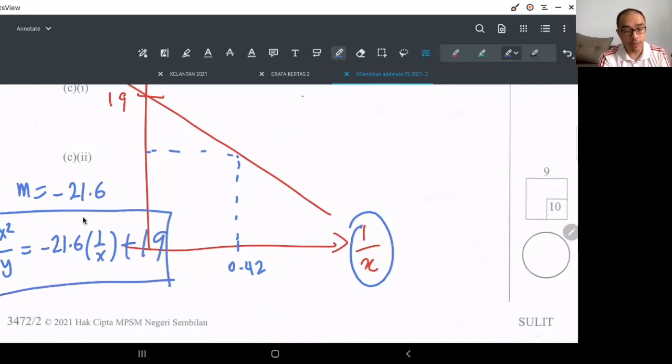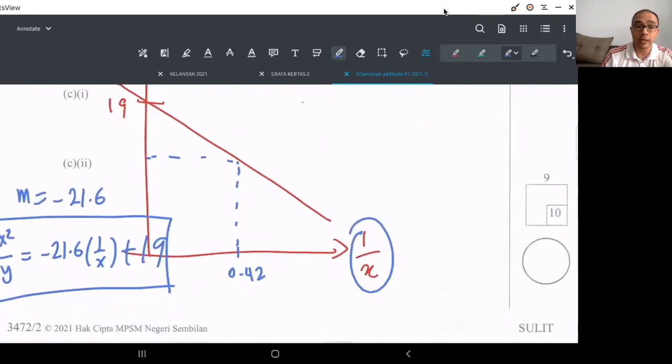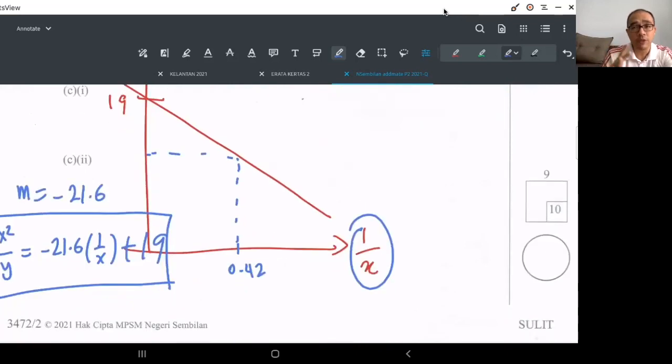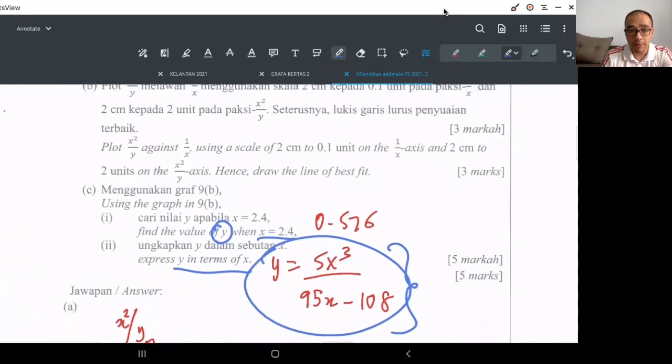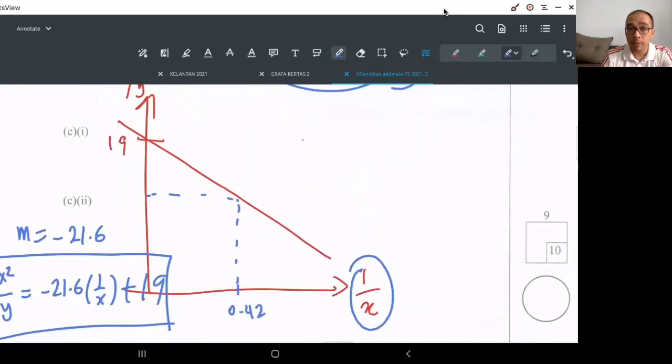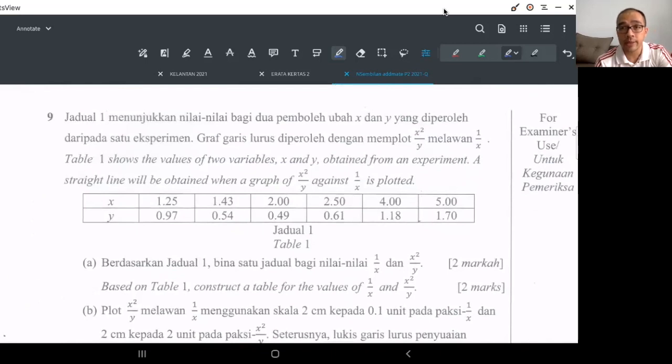Of course, you have to move things around so that you can get into this form. So I'm going to show you only up to here. The gradient is about negative 21.6. If you get a little bit different, don't worry about it. The most important thing is the shape of the graph is correct. If your shape of the graph is wrong, probably means that your table needs to be checked.